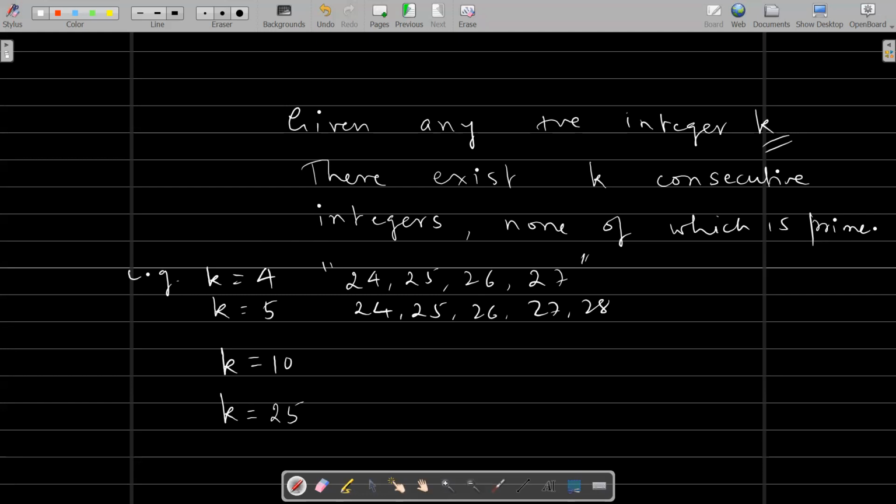I started with just 24, so nothing special about 24. Maybe you can find something smaller than that. Just a minute. Maybe 14, 15. No. I think 24 is the least for 4 consecutive. But of course there are many four consecutive composite numbers. So maybe 90, 91, 92, 93, right?